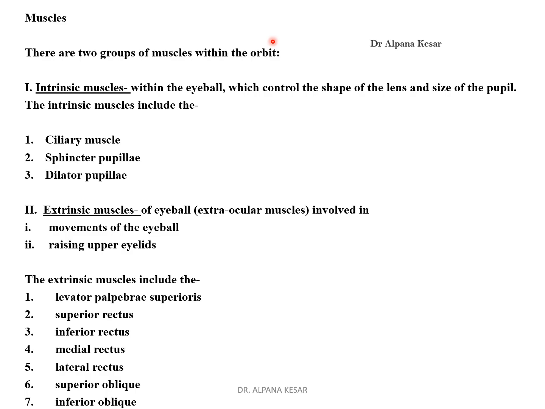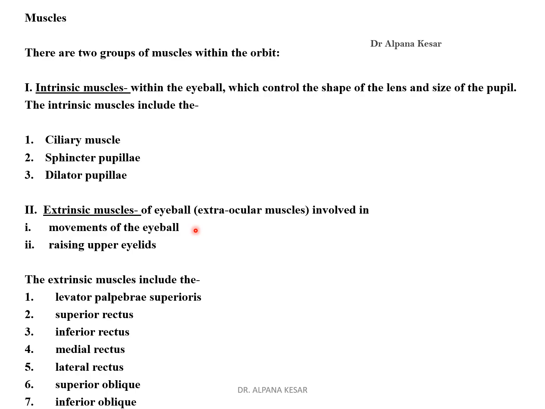Muscles within the orbital cavity can be divided into two categories: intrinsic muscles and extrinsic muscles. Intrinsic muscles are those muscles which are present within the eyeball. These muscles control the shape of the lens and the size of the pupil. The intrinsic muscles include ciliary muscle, sphincter pupillae, and dilator pupillae.